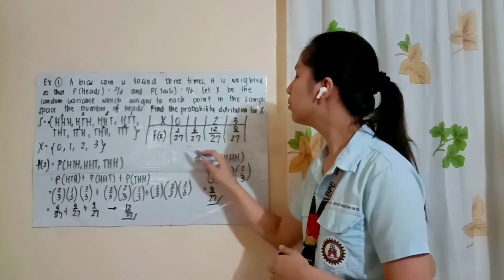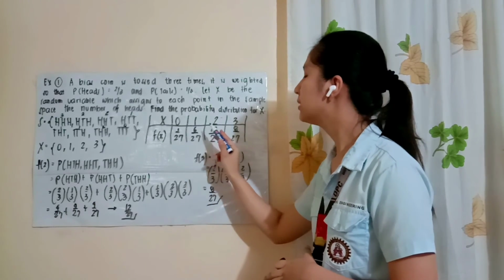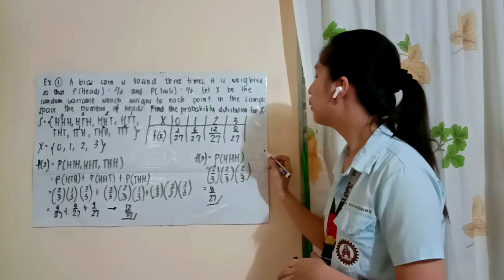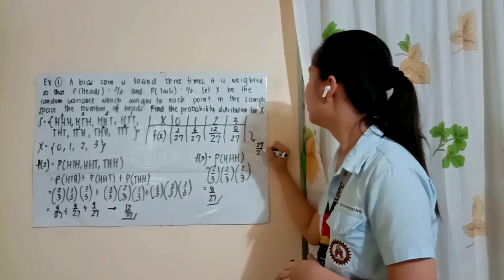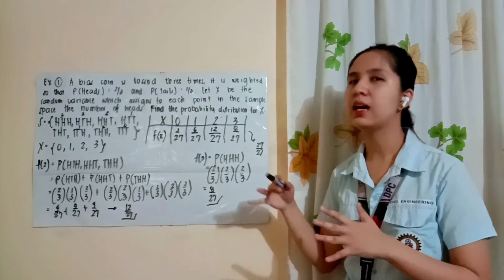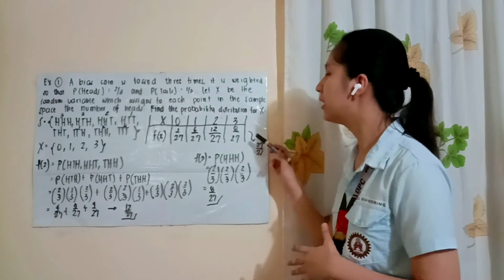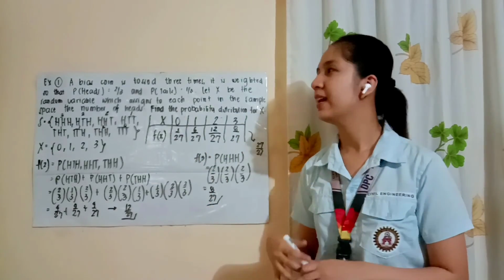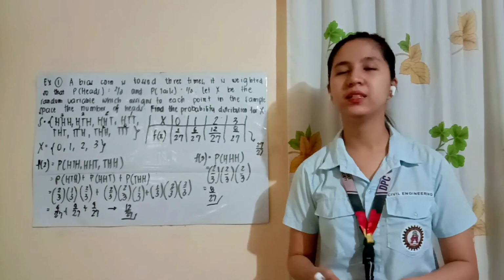When we add all these probabilities, we have 1/27 plus 6/27 plus 12/27 plus 8/27, which is equal to 27/27 or 1. When you add them and get 1, that's a sign that the probability distribution you made is correct. So that is our final answer for problem number 1, and that's all. That's how you solve the discrete probability distribution.